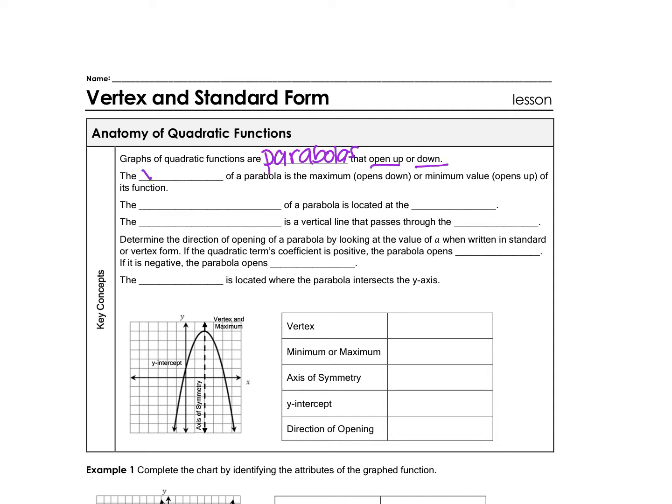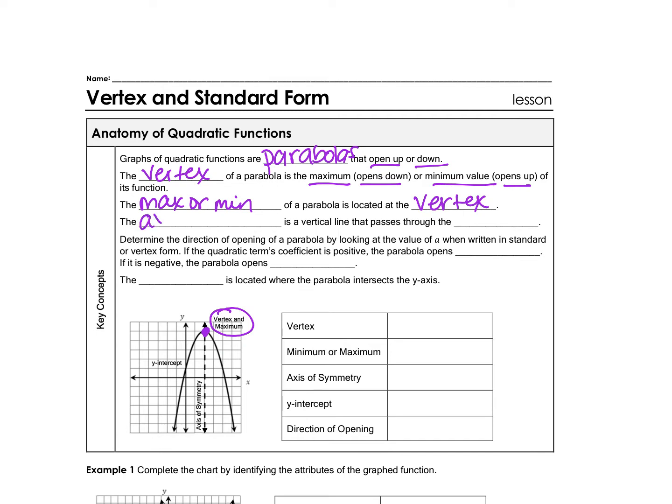The vertex of the parabola is the maximum, which opens down, or minimum value, which opens up, of the function. So right here, this is our vertex. The max or min of the parabola is located at the vertex.